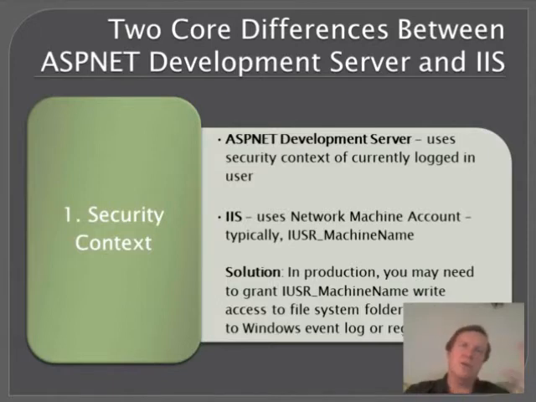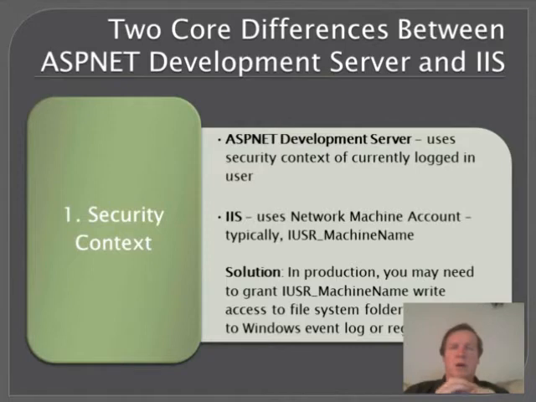So it has kind of a generic security context, and in most hosting environments, it's a network machine account, which is typically called IUSR_machinename. So we need to keep this separate in our mind. In development, we have the rights of ourselves, or if we log in as admin, those are the kind of rights to the files that we can access in a root directory. And when we're in production, it's going to be a generic thing called IUSR_whatever. So we got those straight in our mind.